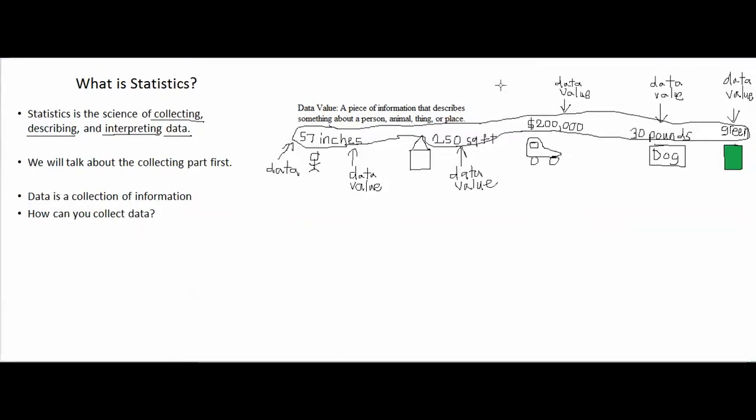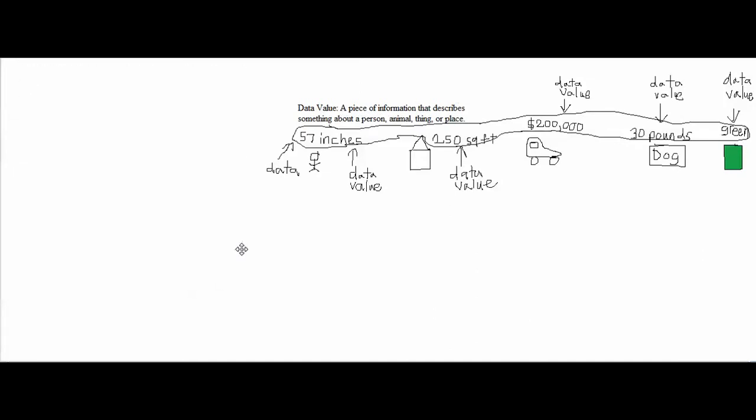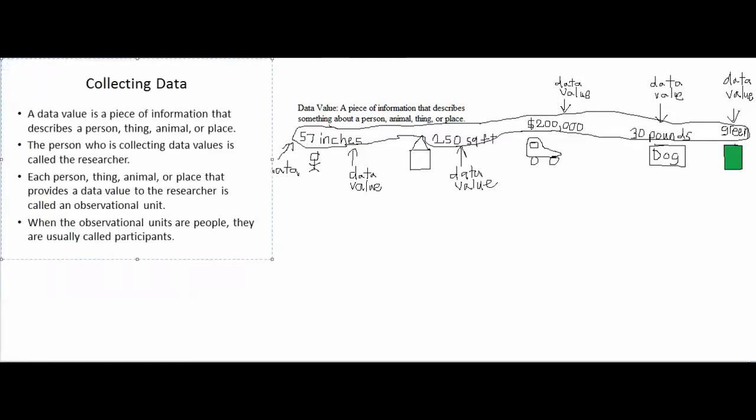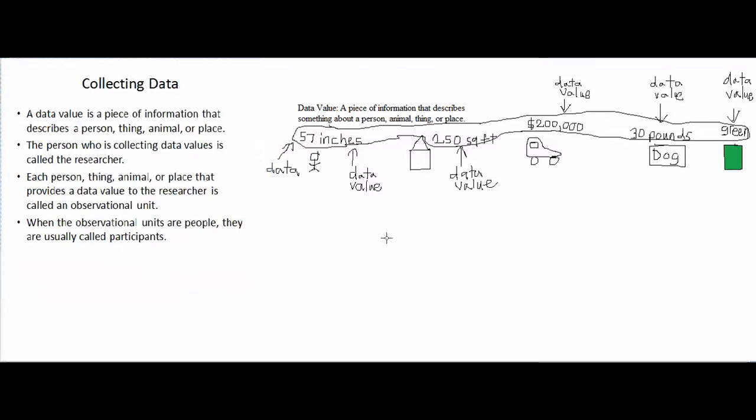Let's talk about the difference between a data value and an observational unit. And then afterward, we'll also talk about another word called a variable. First, I'll put a new slide right here. So we already talked about how a data value is a piece of information that describes a person, animal, thing, or place. And we said that each of these 5 pieces of information was a different data value.